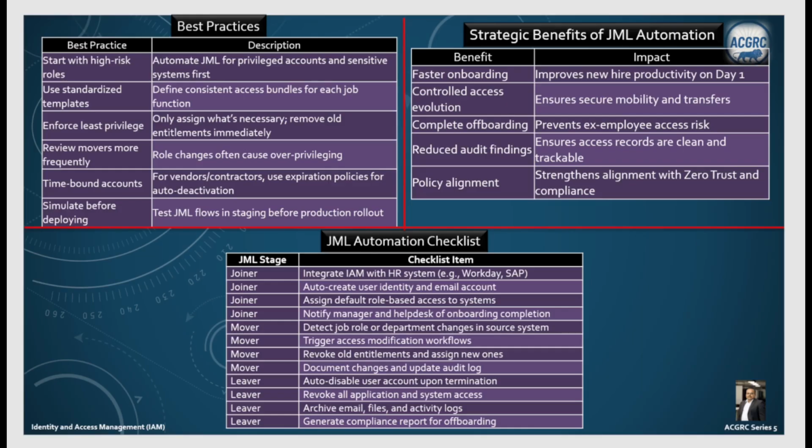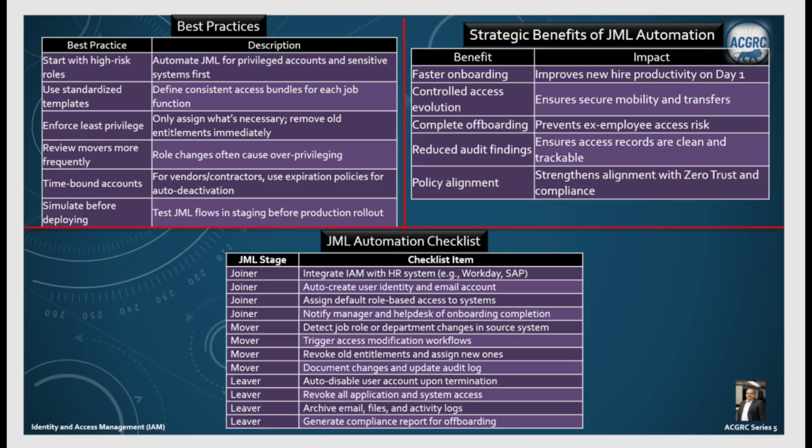From a best practice perspective, automate JML for privileged accounts and sensitive systems first. Then define consistent access bundles for each job function. Only assign what's necessary. Remove old entitlements immediately. Role changes often cause overprivileging. Keep an eye out when there is a role change and trigger a process. For vendors and contractors, use an expiration policy for auto deactivation.